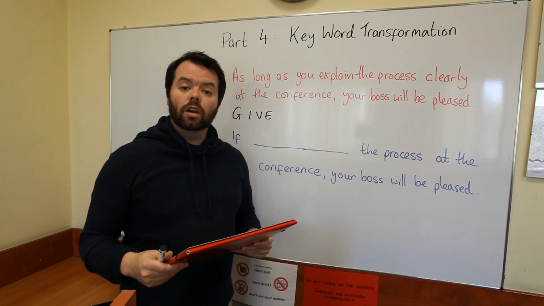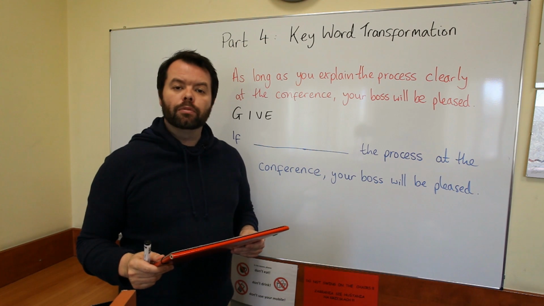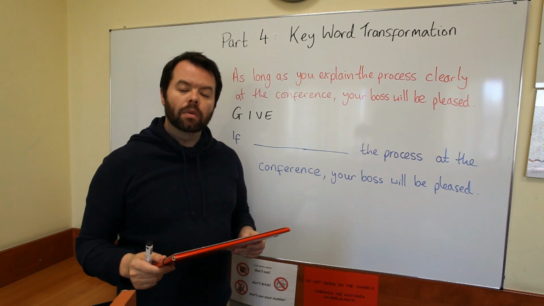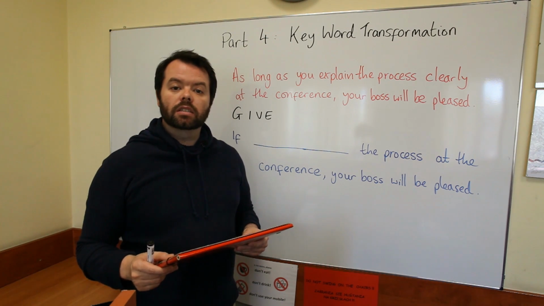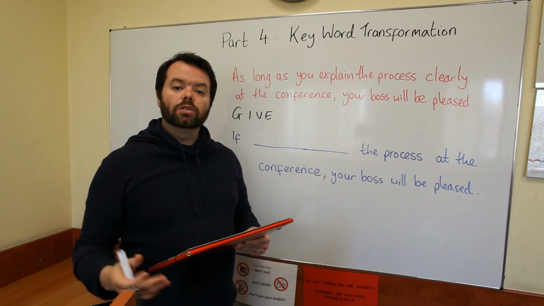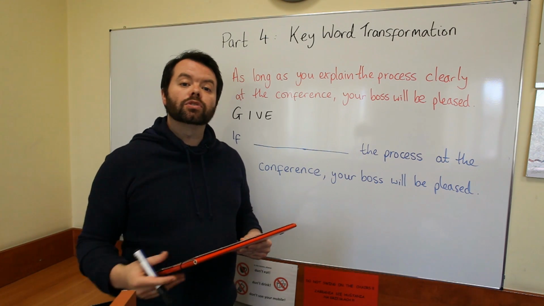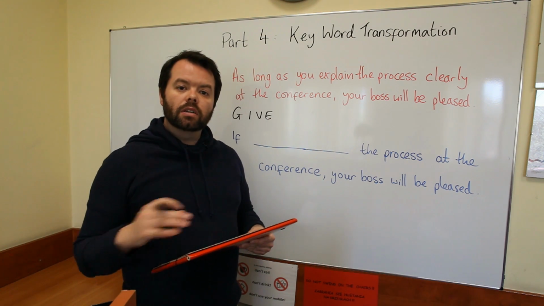Hello, in this video we're going to take a look at part 4 of the Reading and Use of English paper in the Cambridge Advanced exam. Part 4 is the keyword transformation task, and it's a grammar task that will look at your knowledge of vocabulary and different structures.